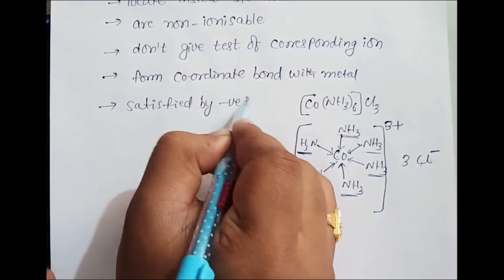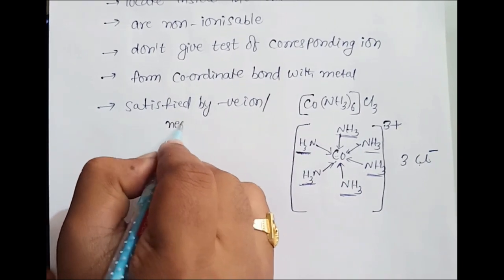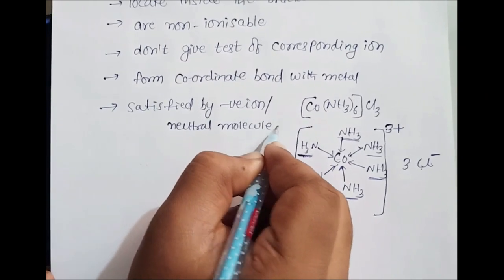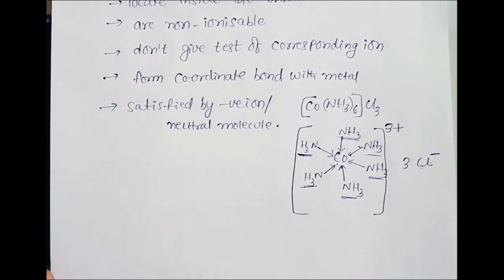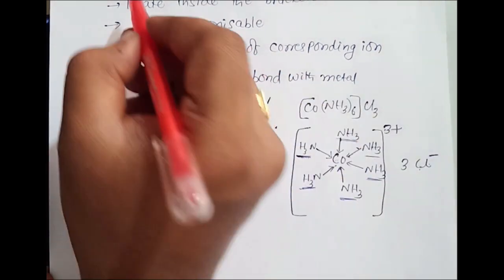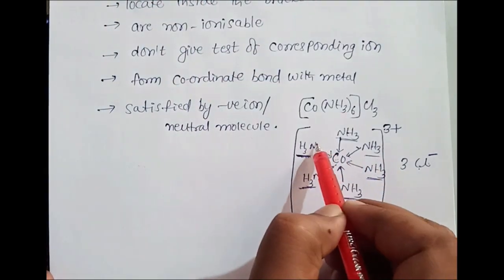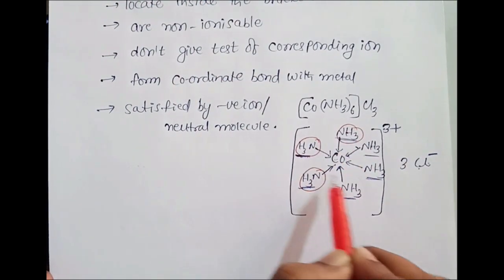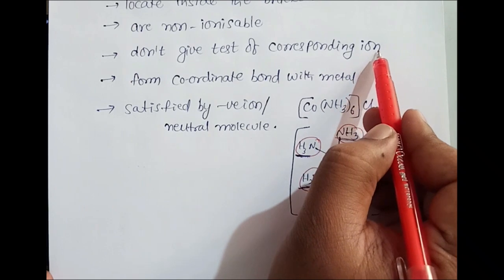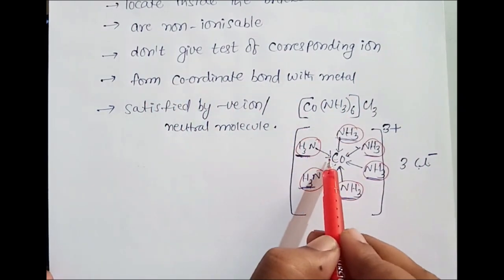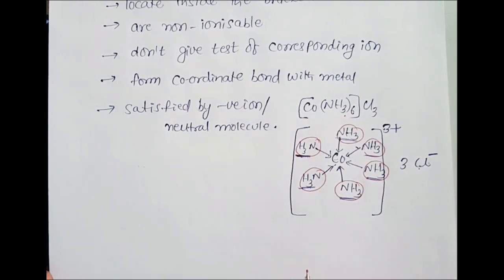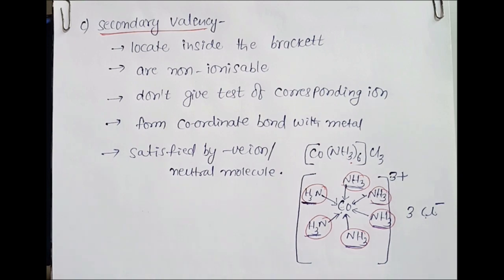either negative ion or neutral molecule, but not positive ion. Positive ion will not come. It is either negative ion or neutral molecule. Why not positive ion? That we will see further. At the end we will come to know about it. This is about secondary valency. Secondary valencies means those present inside the bracket, and they are non-ionizable. They all are non-ionizable. That's why they do not give the test of corresponding ions. They form coordinate bond with metal, and they are satisfied by either negative ion or neutral molecule, but not positive ions. It is all about Werner's theory points.